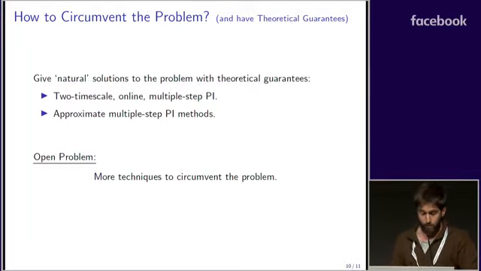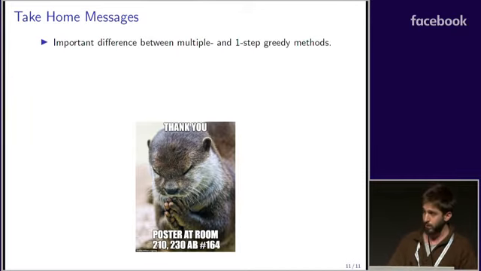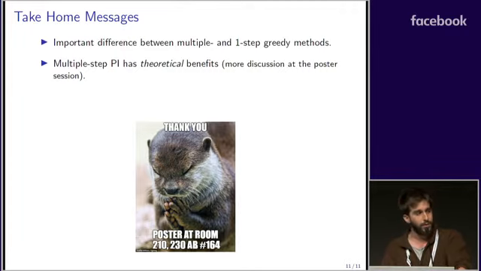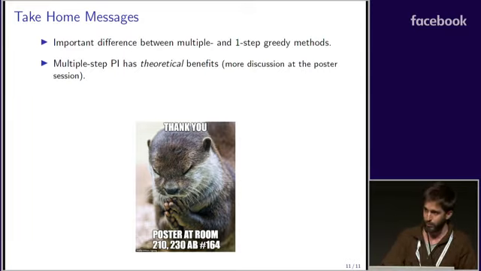So to summarize, there is an important difference between multiple-step and one-step greedy policies. And also, multiple-step policy iteration in the approximate case has some theoretical benefits as well that I did not discuss in this talk here, and you're welcome to come to the poster for further discussion. Thank you.